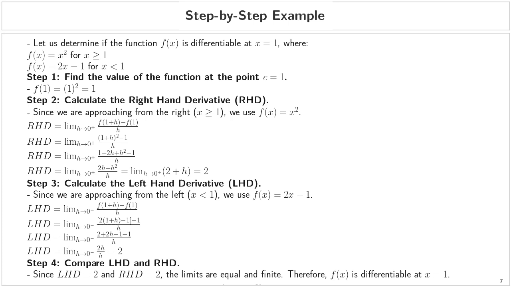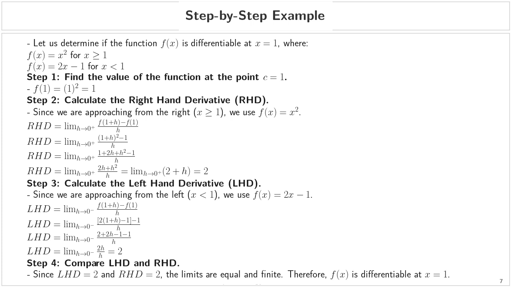Step 4. Finally, we compare our results. We found that the left-hand derivative is 2 and the right-hand derivative is also 2. Since both limits exist, are finite, and are exactly equal to each other, we can conclude that the function f of x is indeed differentiable at x equals 1.